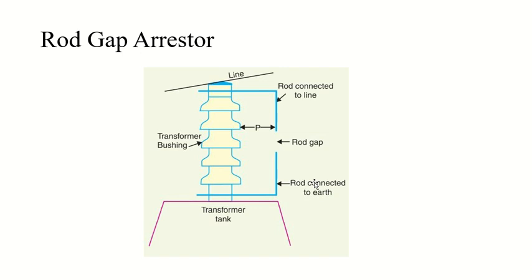So due to these limitations, the rod gap arrestor is only used as a backup protection in case of main arrestors, or when the main arrestors are being maintained. So that was the rod gap arrestor.